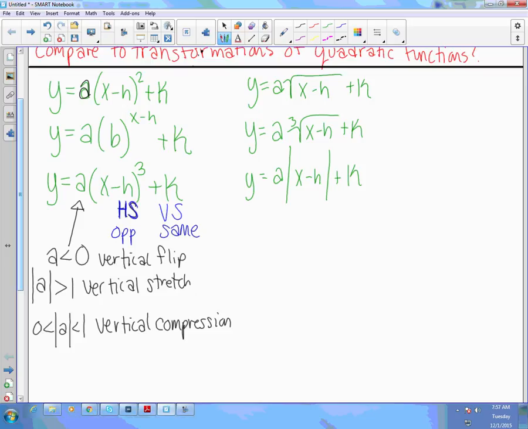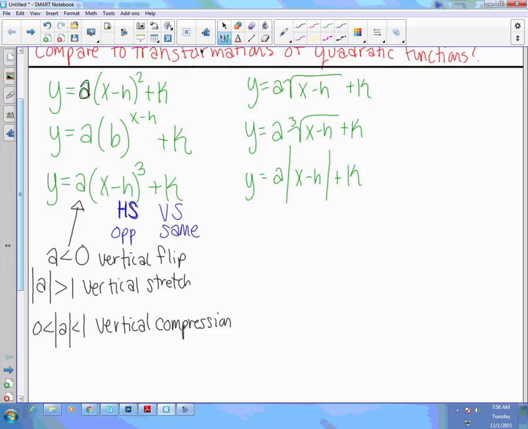So inside the function, if there's anything being added or subtracted, that's a horizontal shift. Look at what the k is. The k is after the squared. The k is after the exponent. The k is after the cube. The k is after the square root, after the cube root, after the absolute value. And if there's something on the tail end outside the function being added or subtracted, that's a vertical shift. Okay? So, let me do it right here. Horizontal shift, vertical shift, opposite, same.